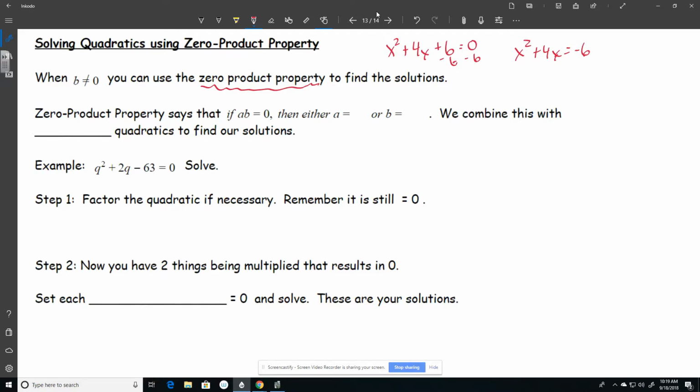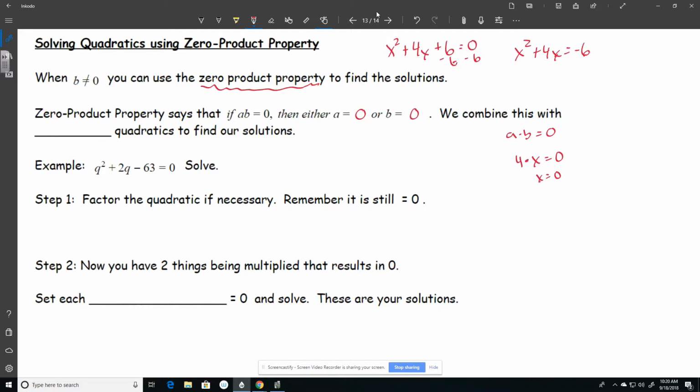What the zero product property says is that if a times b equals 0, then either a is equal to 0 or b is equal to 0. So that makes sense. If a times b equals 0, let's put a number in here. Let's say that 4 times x equals 0. That only works if x is equal to 0. So if I have two variables, a and b, one of those has to be 0 so that my answer comes out to be 0.